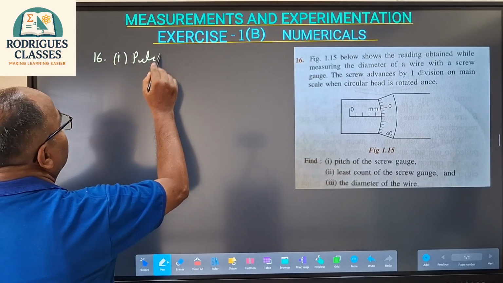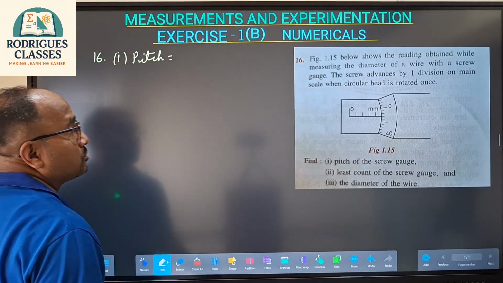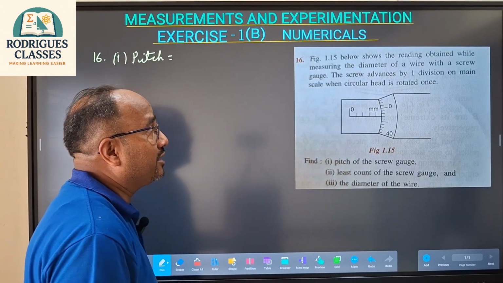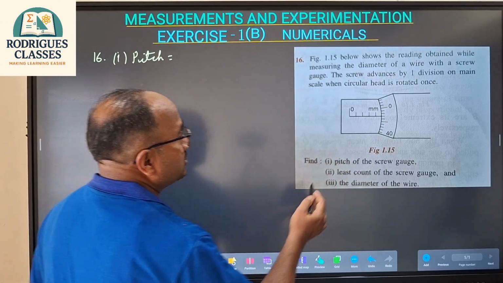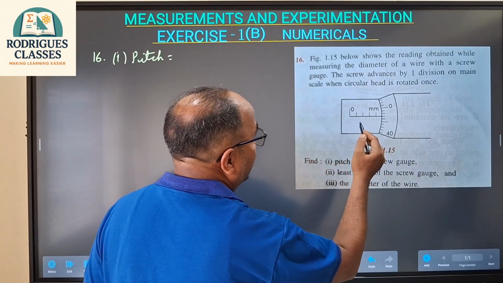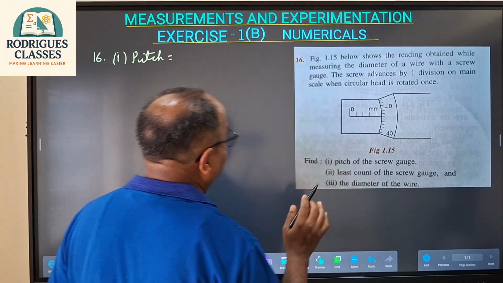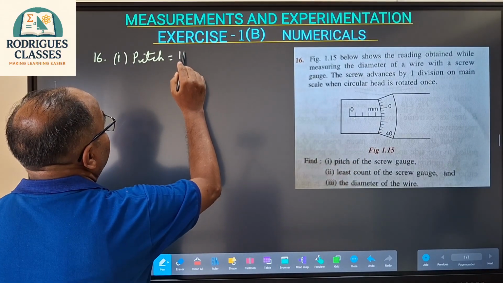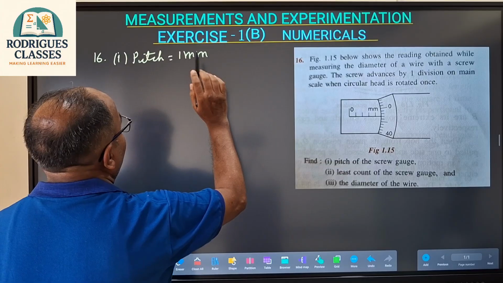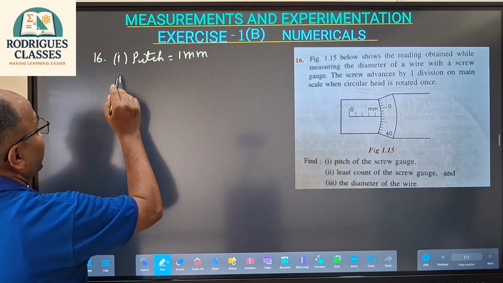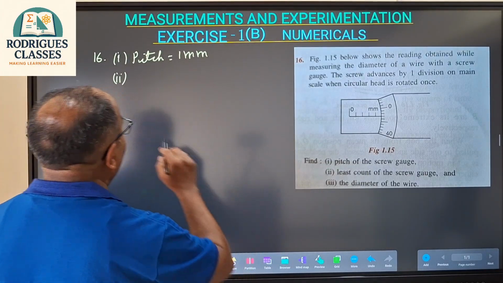So going by what is asked first, pitch. About pitch, what is told is that the screw advances by one division on the main scale. It means while checking it, if you rotate it once, it goes from here till here. So that becomes 1 millimeter. So this is the pitch of the screw. Now the second part is asked, the least count.